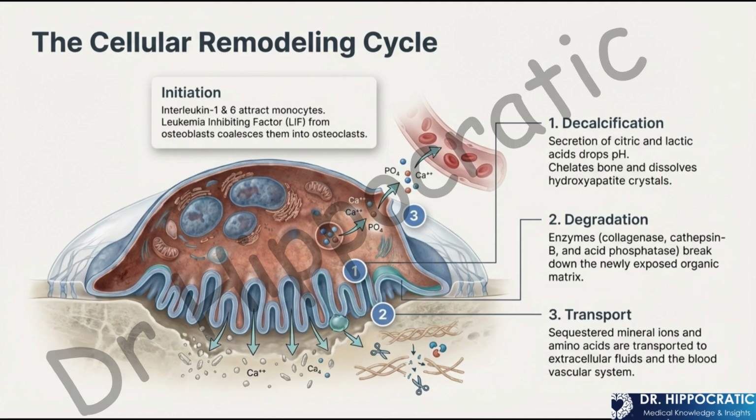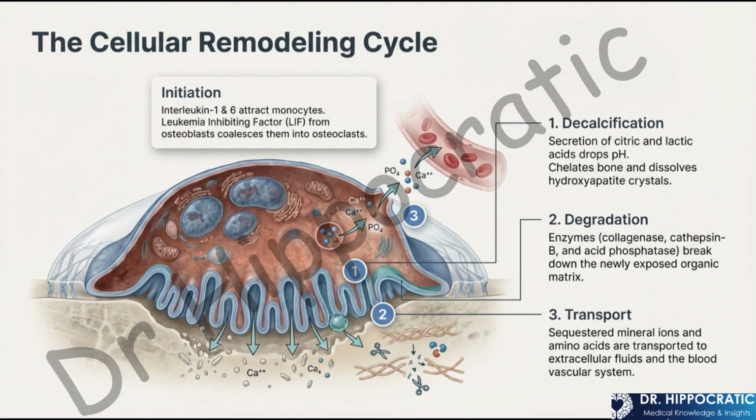Calling for backup. Right. They attract single-celled monocytes from the bloodstream. When they arrive, a chemical signal causes all those separate monocytes to fuse together into one giant multinucleated demolition machine. The osteoclasts. Exactly. So they combine to form a megacell. Once they're assembled, what is step one of the demolition? Step one is decalcification. The osteoclast attaches itself to the bone using a ruffled border. It acts like a microscopic suctioning cup, creating a perfectly sealed zone underneath the cell. Okay, a sealed zone. Then it pumps citric and lactic acids directly into that sealed zone. This drastically drops the pH, creating a highly acidic environment that literally melts the hard hydroxyapatite crystals.